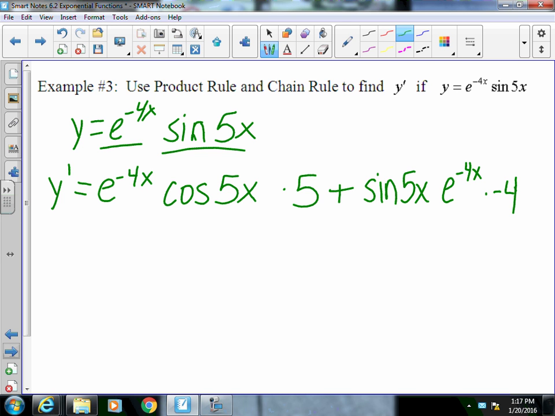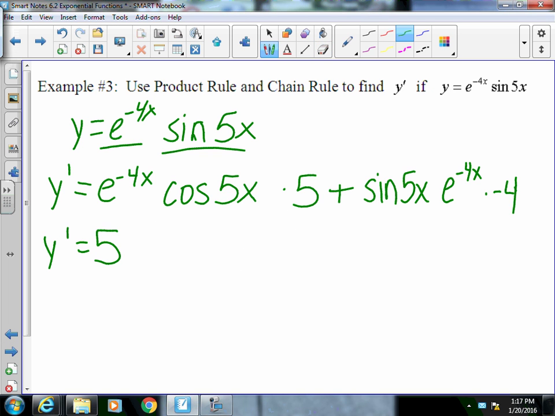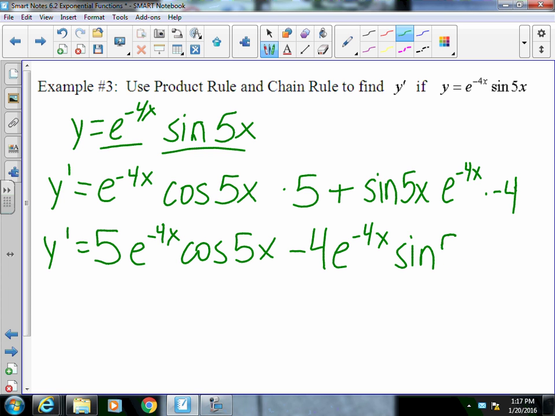So if I write this a little bit nicer, cosine of 5x e to the negative 4x, and actually, that's not typically how they write them. Typically, constant, e, trig function. E to the negative 4x cosine of 5x minus 4 e to the negative 4x sine of 5x.